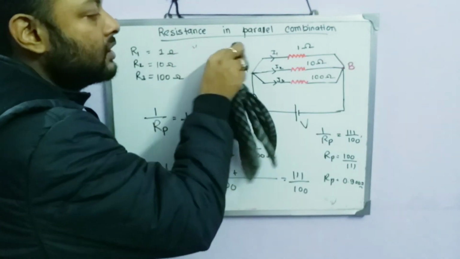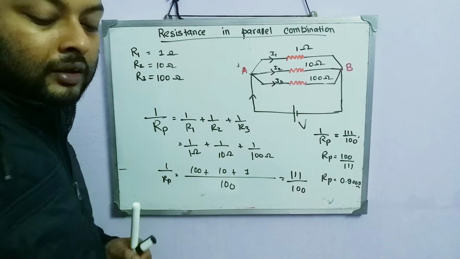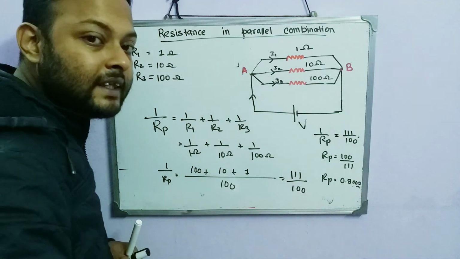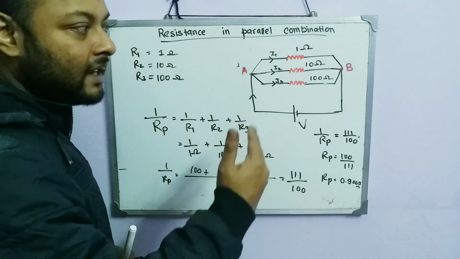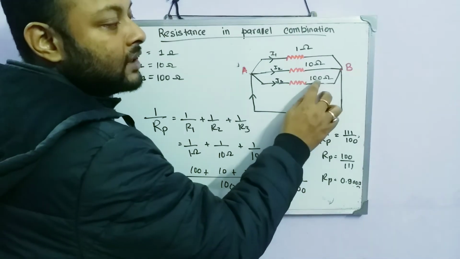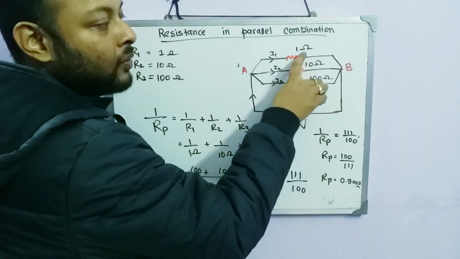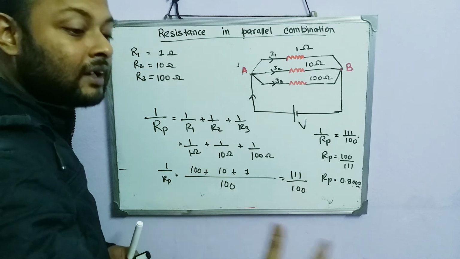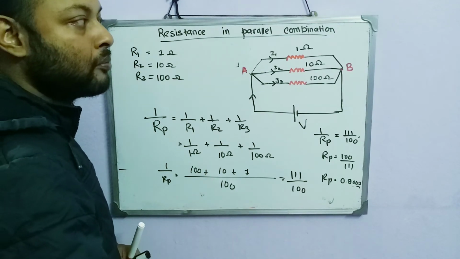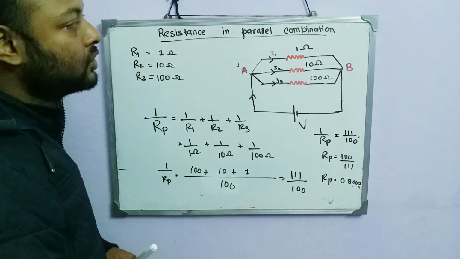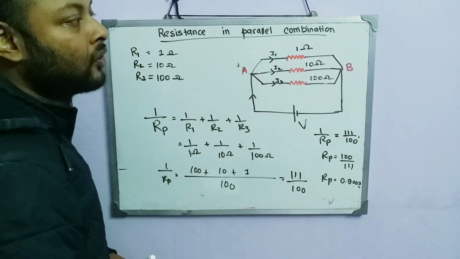Also, in series, the net resultant resistance, or the equivalent resistance, increases. If you see, we are adding it. Suppose we have these three resistances in series, then 1 plus 10 plus 100 becomes 111. So the entire resistance increases. But in parallel, the entire resistance decreases. That is why we prefer a parallel combination.